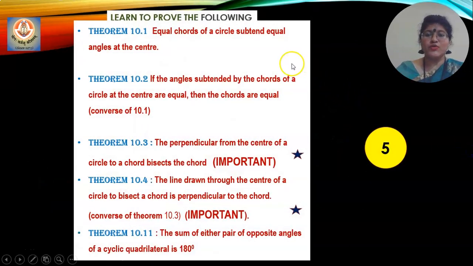Now this was already shown to you in the previous video lesson. There are 5 important theorems that you need to learn to prove. In the textbook, no doubt there are many theorems, but these 5 are the ones that you need to know how to prove. And the ones with a star are these 2 theorems, which are extremely important. Now let us discuss them one by one.